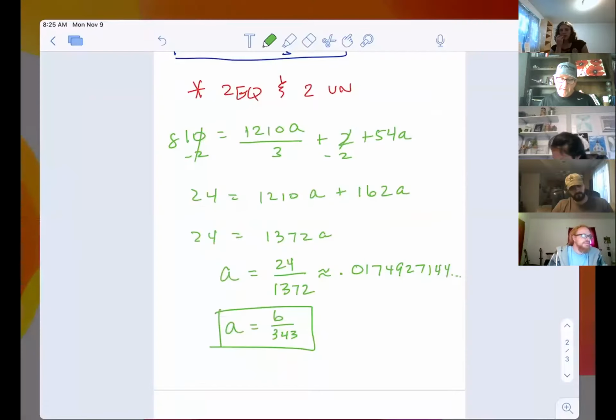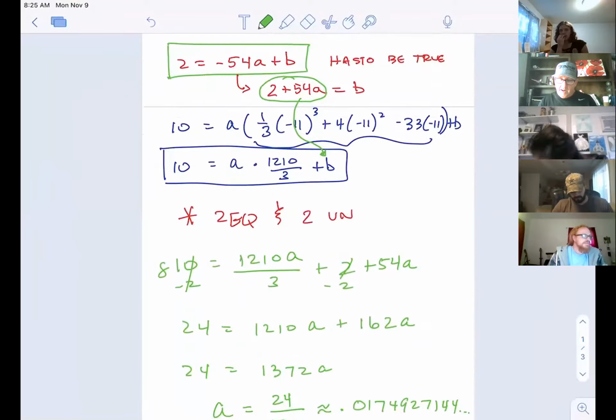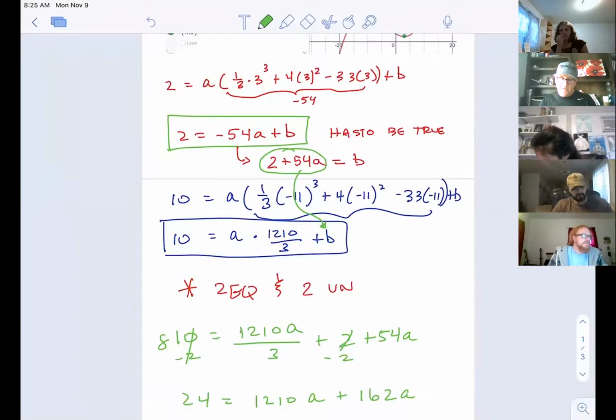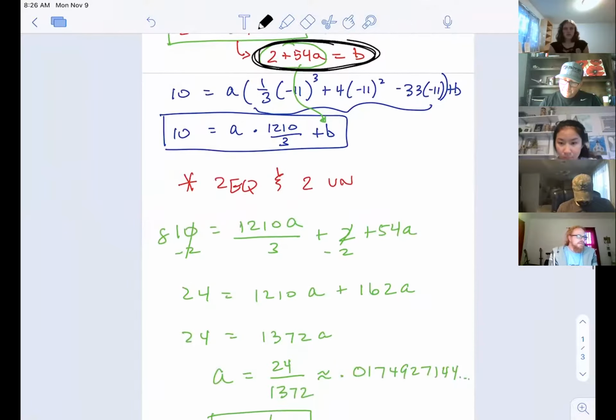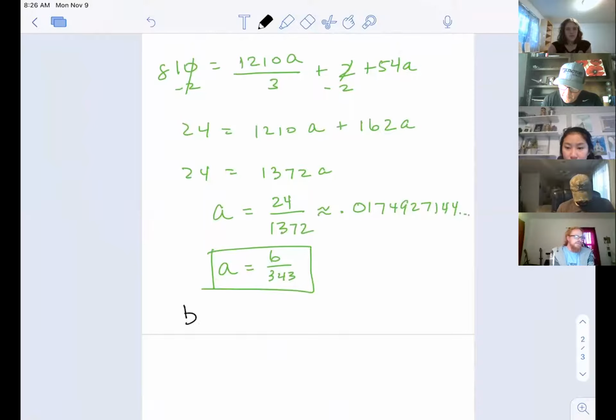So of course, all I need to do now is go back in and throw A back into either one of those equations, like that first one, 2 equals negative 54. Actually, maybe throw it into this equation right here. This says how you find B. You just take 2 plus 54 times A, which we just figured out is, so B equals 2 plus 54A.